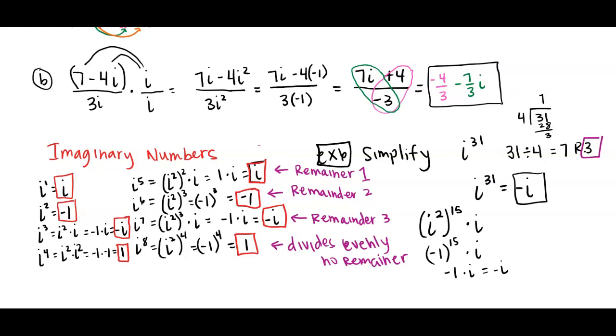All right, so you can think of it this way, or you can think of it this other way that I have here. Both ways are great. If you're trying to do it this way, you've just got to remember the order they're in: i, -1, -i, 1. So you remember which one's remainder 1, remainder 2, remainder 3, and divides in evenly.